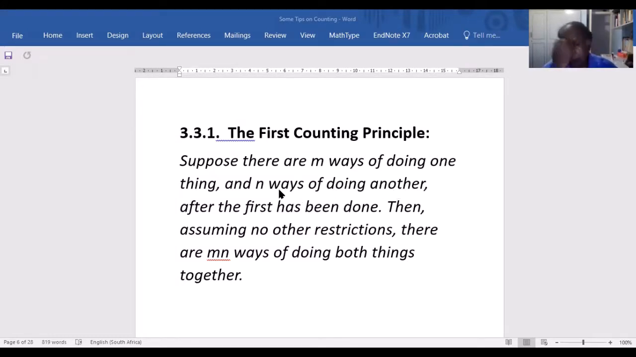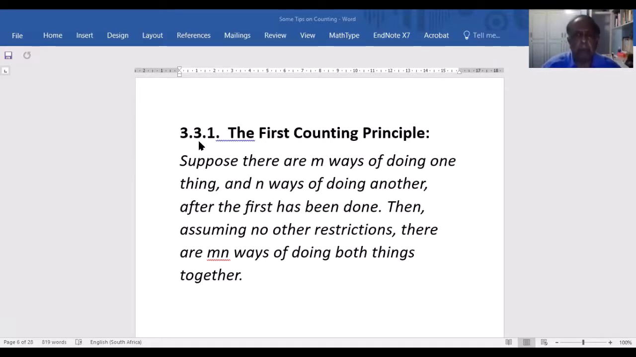In the roads case, after the first road was chosen, there were four ways of choosing the second road, so N was four. And for the words, after the first letter was chosen, there were 25 ways of choosing the second. Then, assuming no other restrictions, there are M times N ways of doing both things together. You multiply the two, as we saw with 3 times 4 and 26 times 25. So this is put in a general context, and it's called the first counting principle. It's a very important principle.